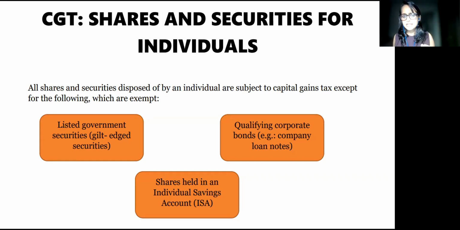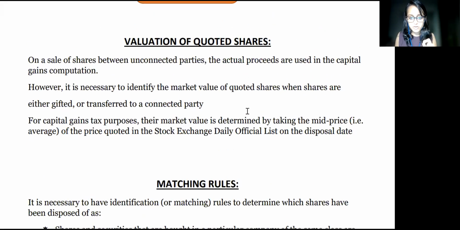Now, when it comes to shares, there is something called matching rules. But before that, you know very well that when you transfer shares to your relative, when you're giving shares to your relative, you need to use the market value of the asset. If it is a share, how do you find the market value? You always use the mid price. Always remember, use the mid price. For example, in the case of a share, the price will be like 2.5, 2.7. So mid price means 2.5 plus 2.7 divided by 2.